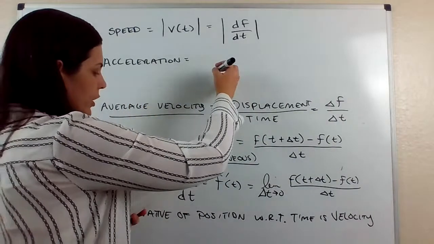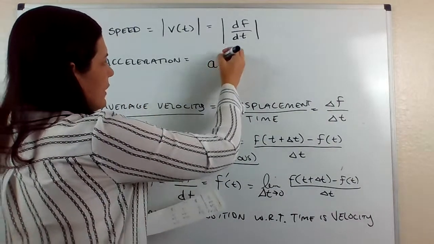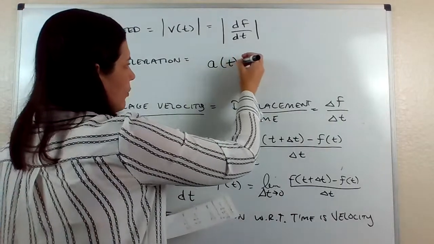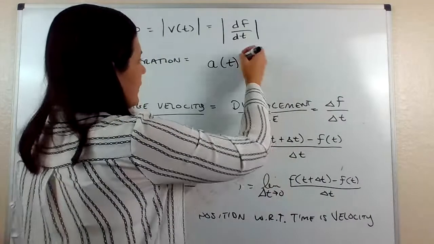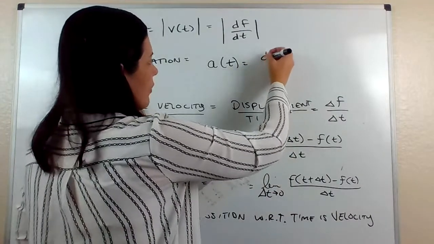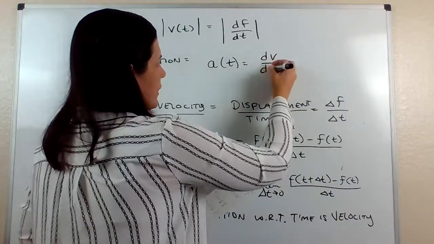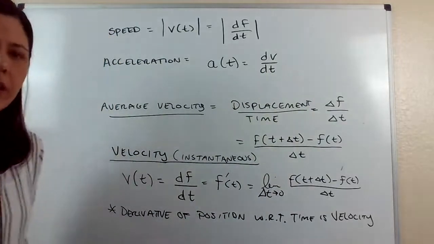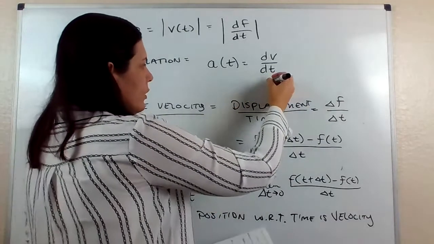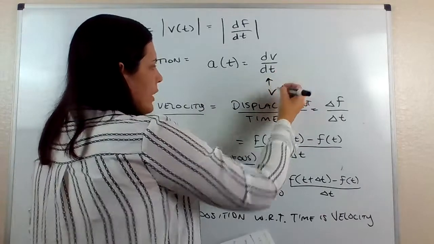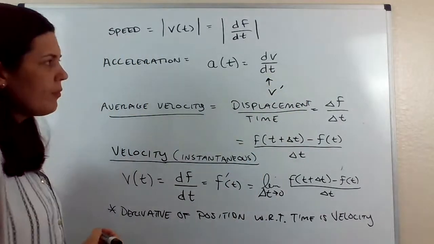So the acceleration is going to be represented by a. So velocity was v, acceleration is a. And this is the derivative of velocity with respect to time. Okay? Or you could say v prime if you want. So anytime I write this notation, feel free to write the prime notation, v prime.